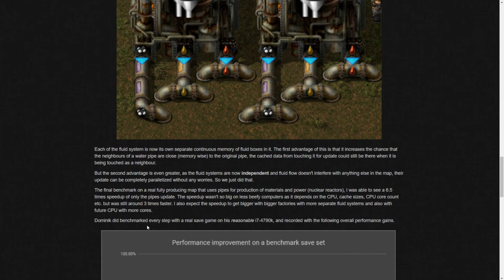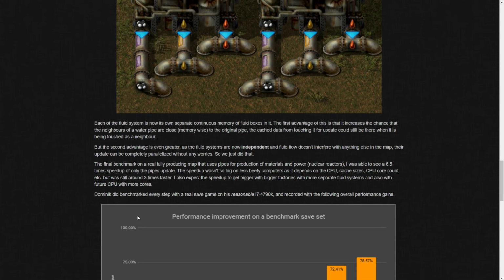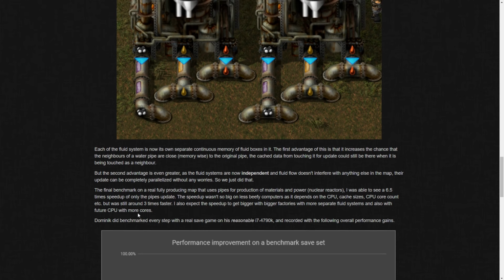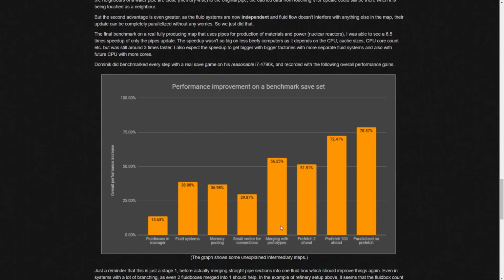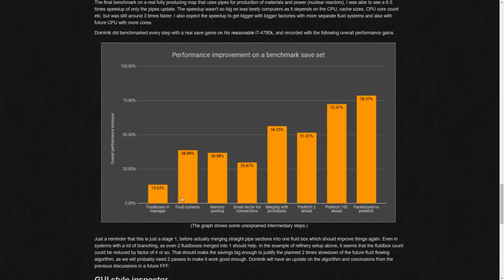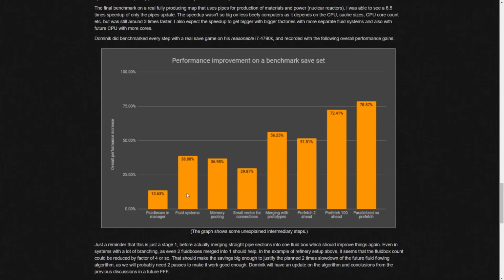That's a nice speed up. Yeah, that is a huge speed up. That's almost on the order of the optimization we got for belts, right? Yeah, it's huge. So he did benchmark every step with a real save game on his reasonable i7-4790K and recorded the following overall performance gains. And this graph shows a few unexplained intermediary steps. So yeah, this Friday Facts, the text didn't go through every single step.